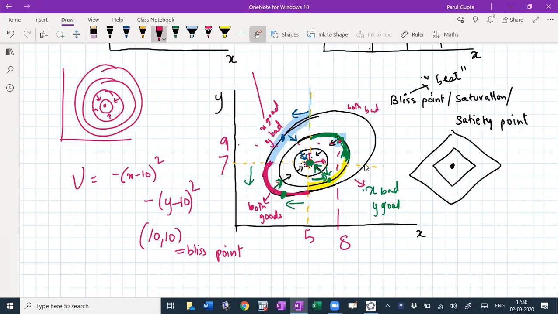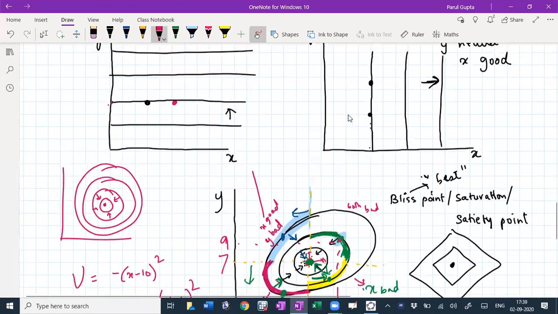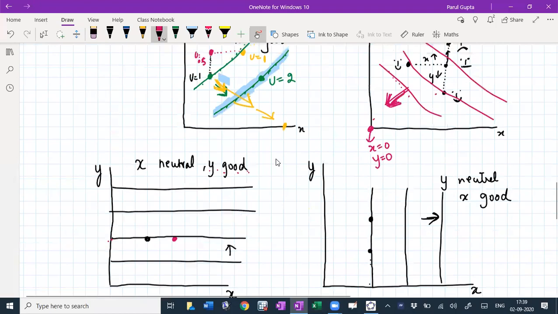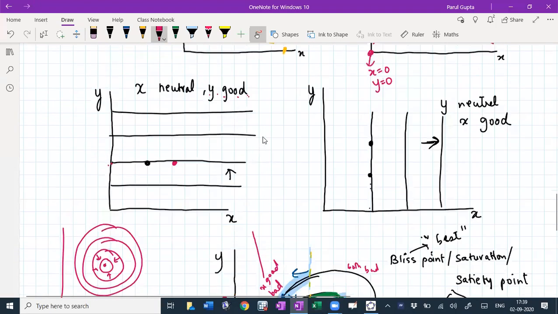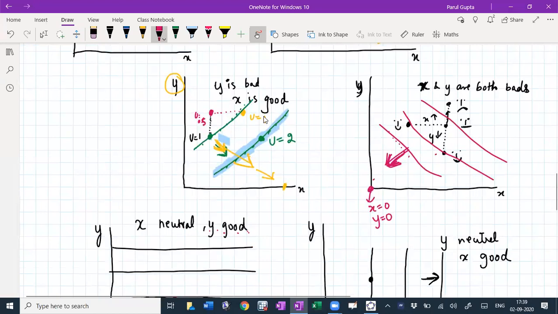Ma'am, in this case, the part where we are showing X is good and Y, the blue part, how is it resembling the diagram which we took in the first course? This is also upward sloping, and the direction is in this direction. So this was X good and Y bad. So the arrow is in this direction and the curves are upward sloping.